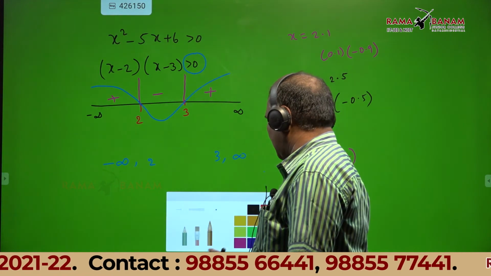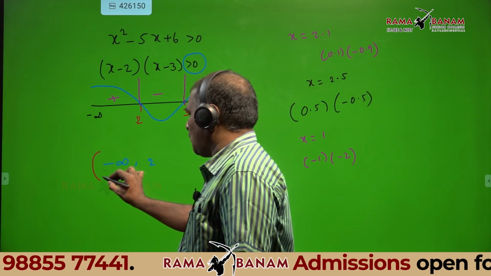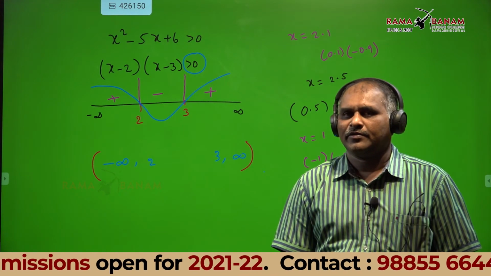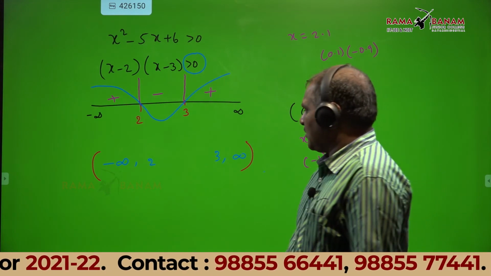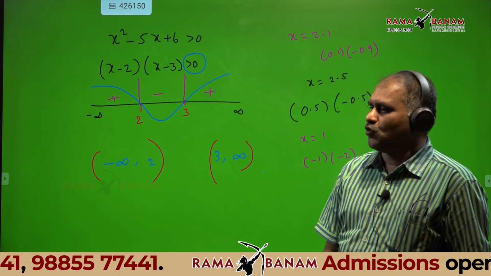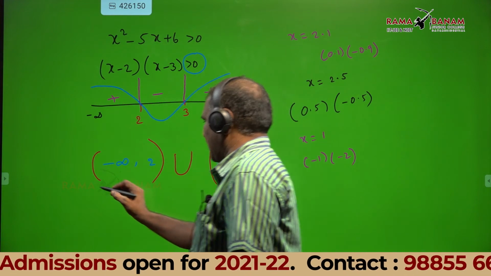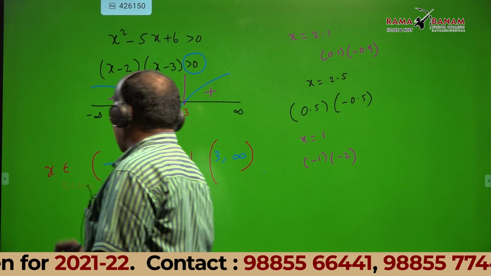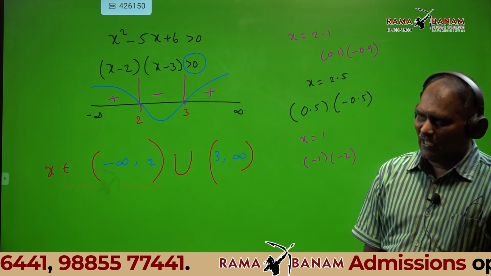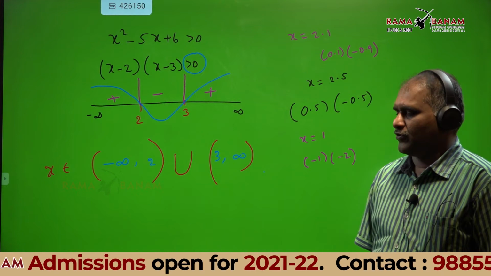Infinity is always written with an open bracket. But here, is there an equal to sign or not? Not there, that's why open bracket. Since there are 2 intervals, you write a union. Therefore, x belongs to minus infinity to 2 union 3 to infinity. Do you understand? Note it down.